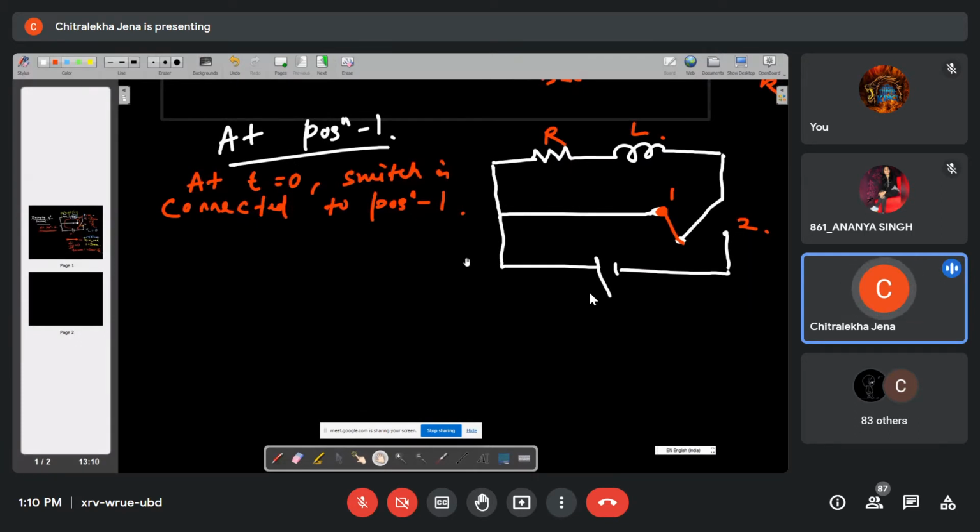Listen, all of you: just before t equal to 0, you are closing the switch to position number 1. Just before you closed the switch to position number 1, the switch was connected to position number 2. So now when at t equal to 0 you have connected the switch to position number 1, tell me, what is the current in the circuit? What is the potential difference across the resistor? What is the potential difference across the inductor?